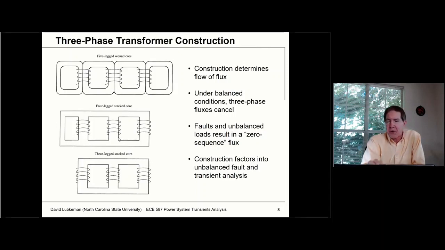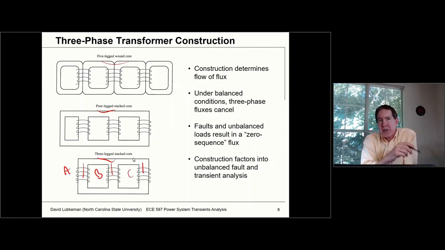When we talk about three-phase transformers, you have what we refer to as three-legged, four-legged, and five-leg designs. For a three-leg stacked core, we would have three different legs where we would be wrapping the A, the B, and the C phase windings together to get coupling between the primary and the secondary side. So the primary and secondary for phase A would be on this one leg.